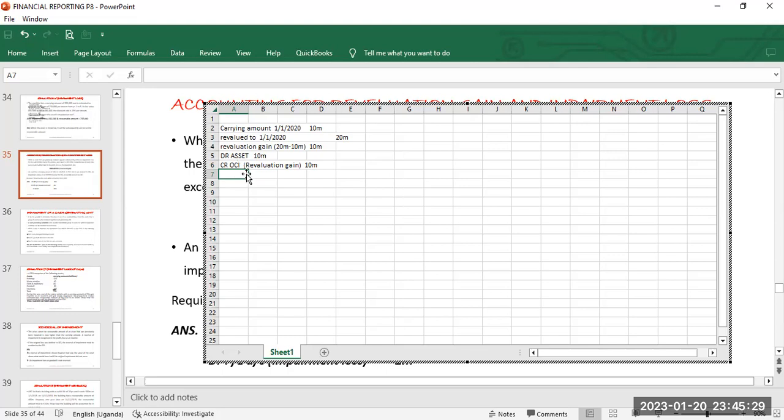Then this asset now will be carried at that same date at the revalued amount. The asset will be carried at the revalued amount of 20 million. That's what we will be using for subsequently accounting for that asset.